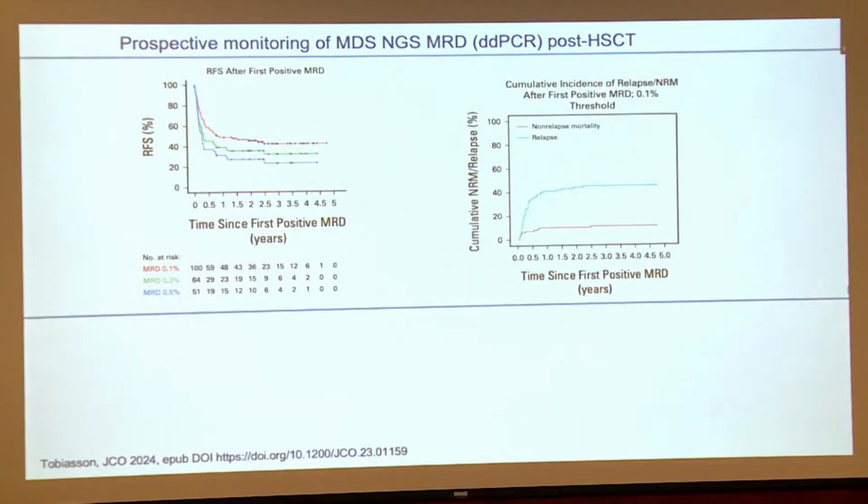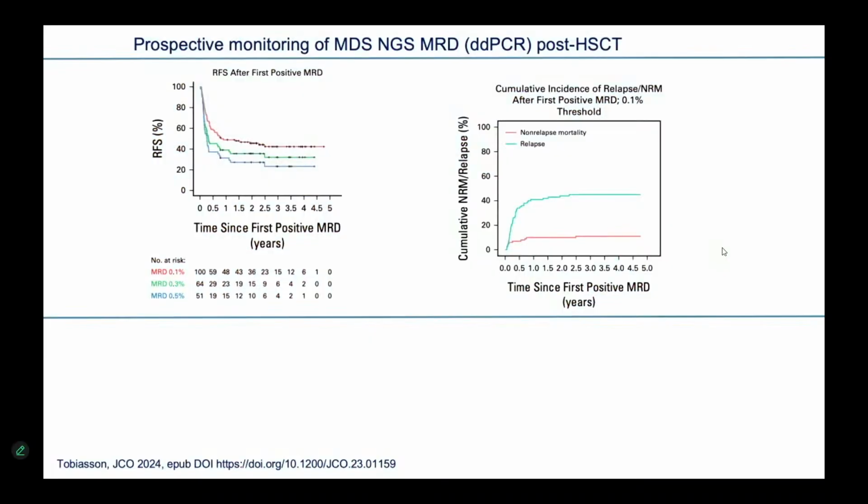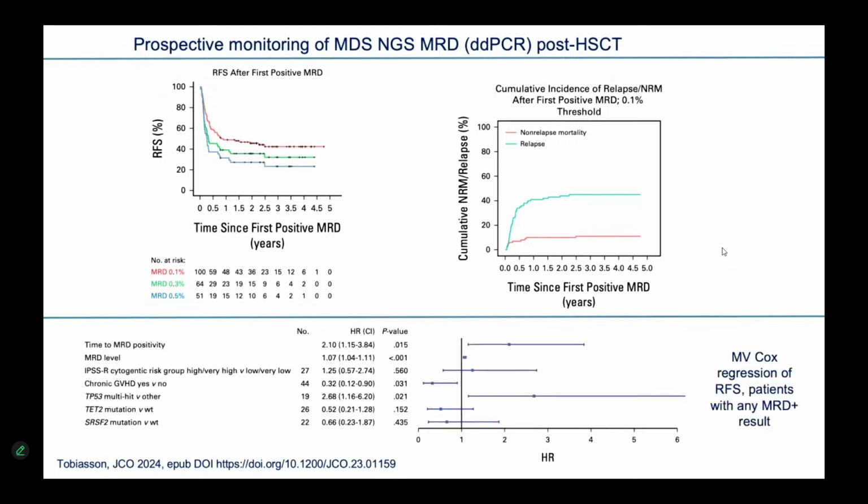So in the study on the left, you can see the level of MRD detected at 0.1, 0.3, or 0.5 will stratify patients as to their risk of relapse-free survival. And similarly, the incidence of relapse is significantly higher in these patients with high MRD. And in terms of predictive factors, MRD is the most important one in that particular study for relapse.